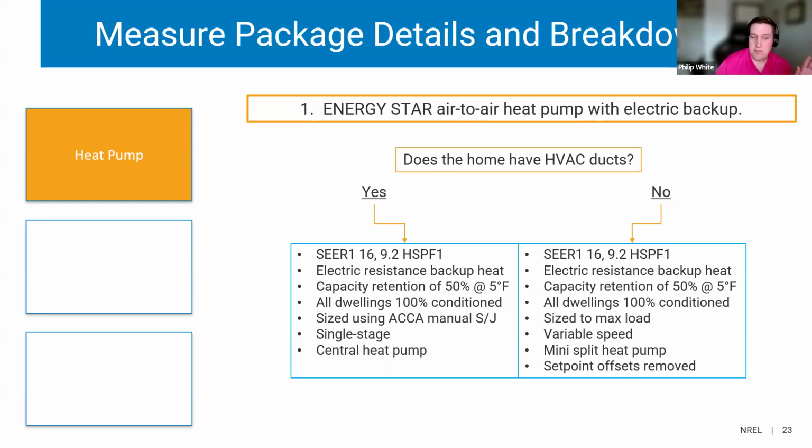There are a few different specifications for the heat pump depending on whether the dwelling has ducts or not. For ducted homes, this heat pump is sized to ACCA Manual S and J. It's a single stage compressor and it's centrally ducted. For non-ducted homes, it is sized to max load, has a variable speed compressor, is a mini split, and any existing set point offsets are removed. The max load sizing for non-ducted dwellings is chosen because of the prevalence of variable speed compressors in mini split heat pumps.